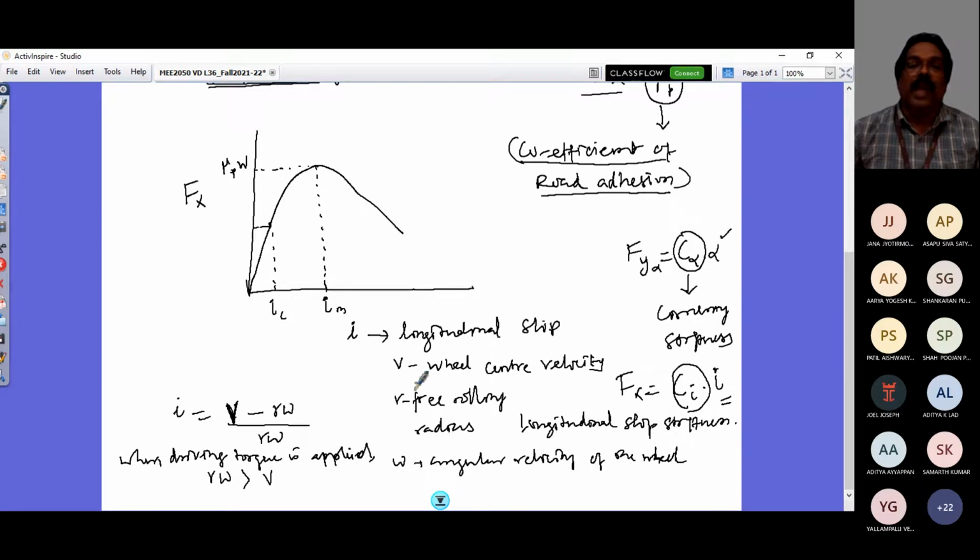So if you look at one tire rolling without any torque, it is R omega, and with the torque it is manifesting as this V, then you see this R omega is greater than V. That means what? The translation distance for one revolution, if I look at it, would be smaller than that of the free rolling tire.